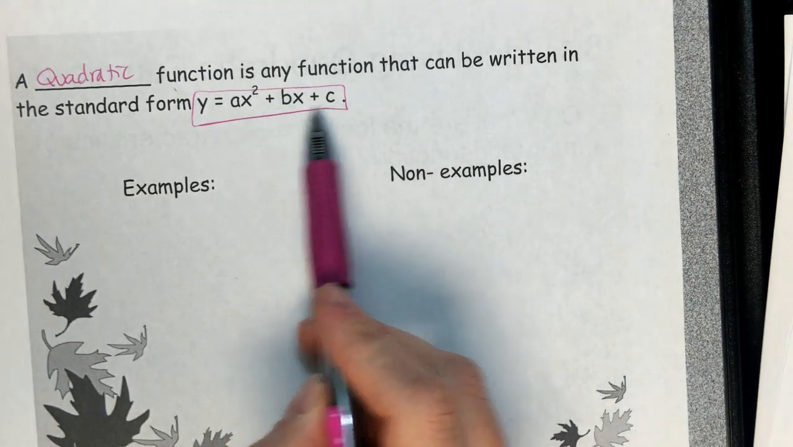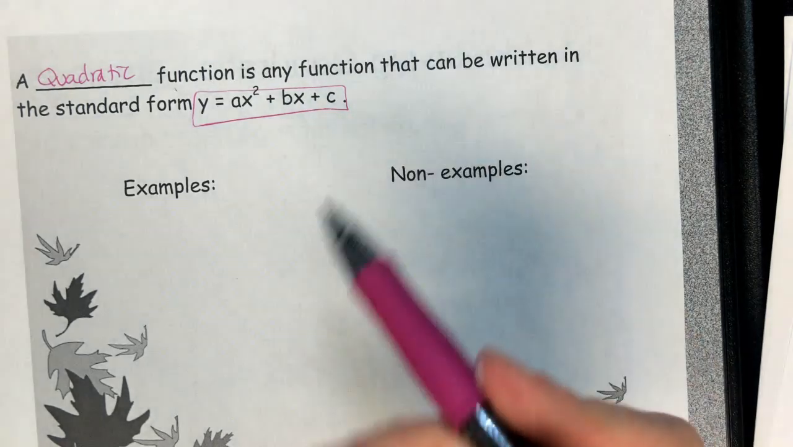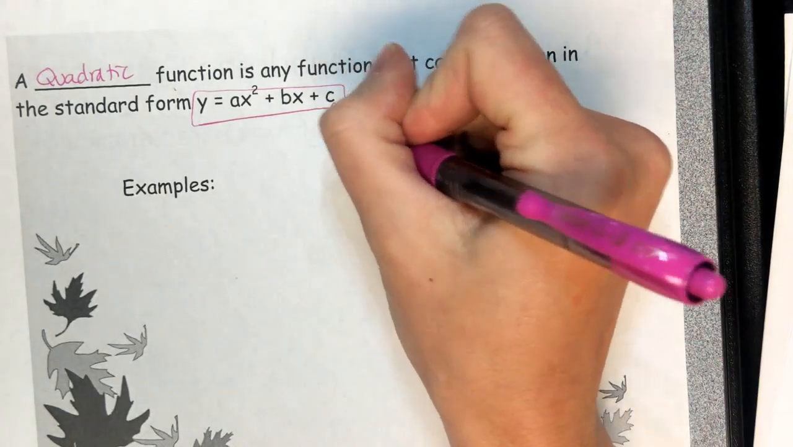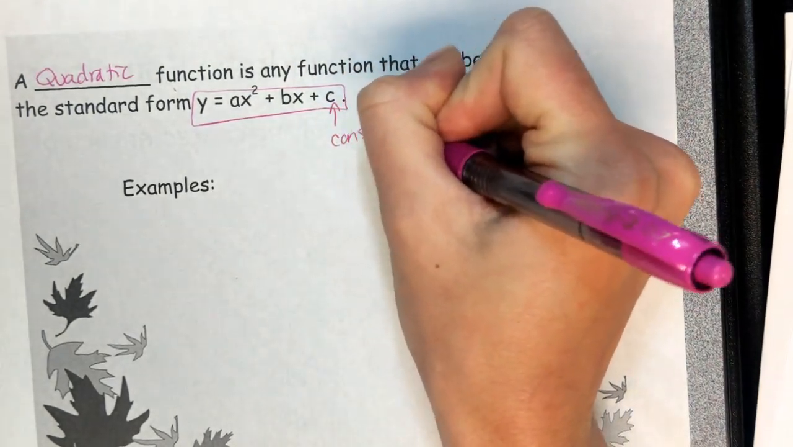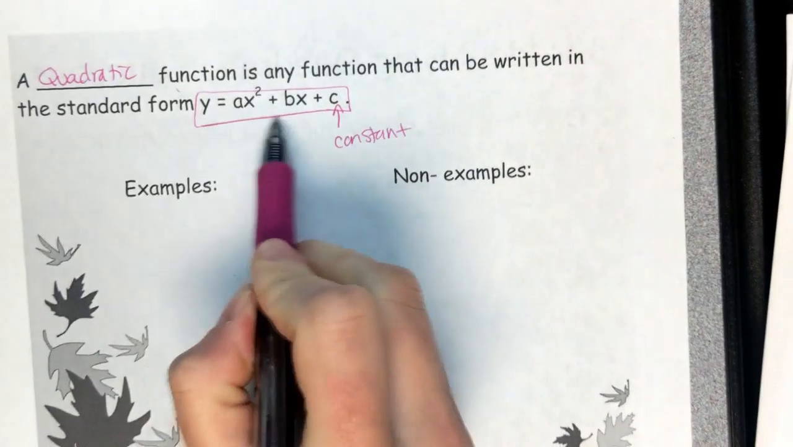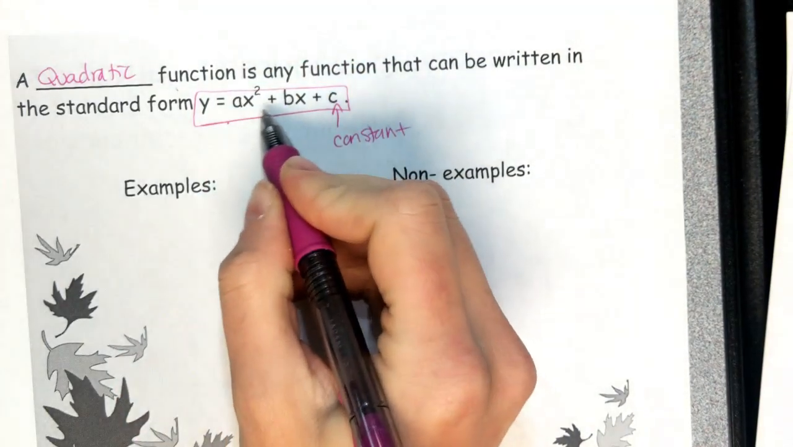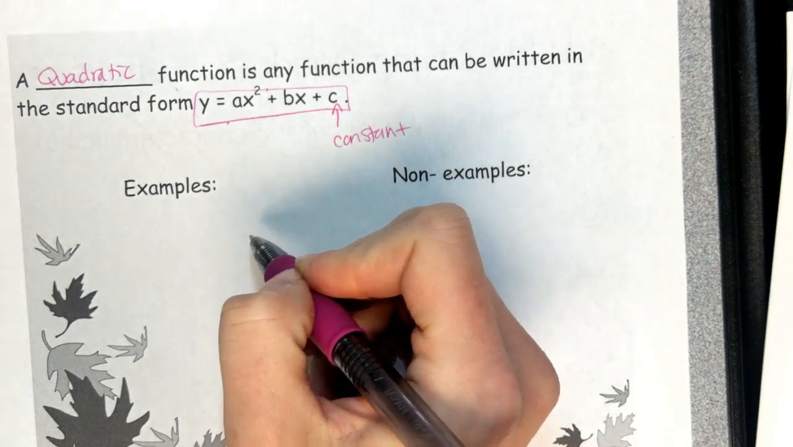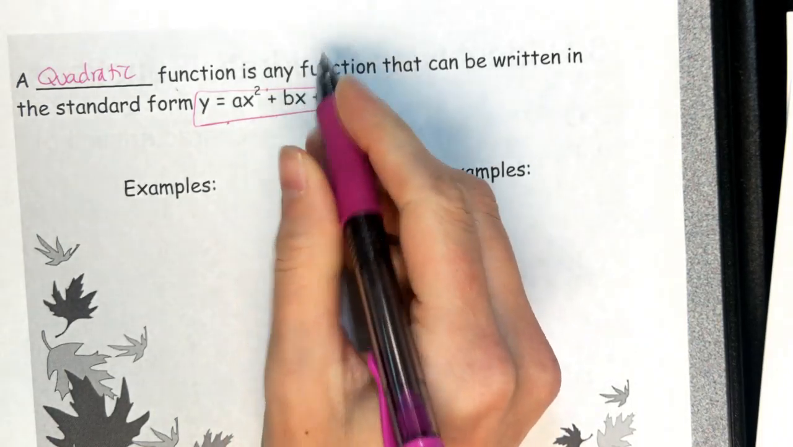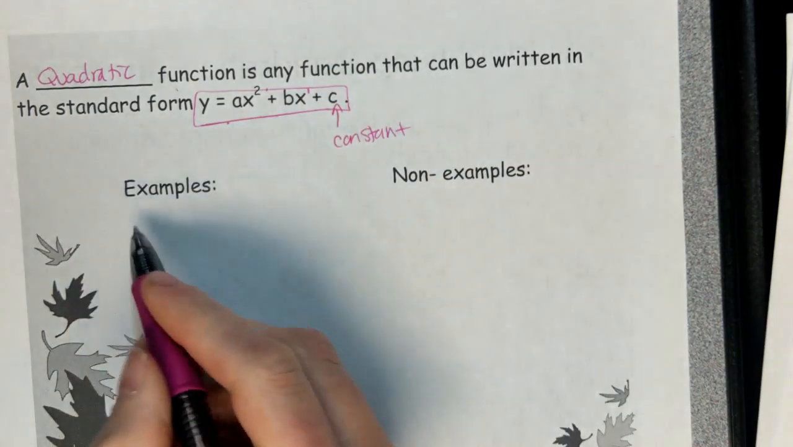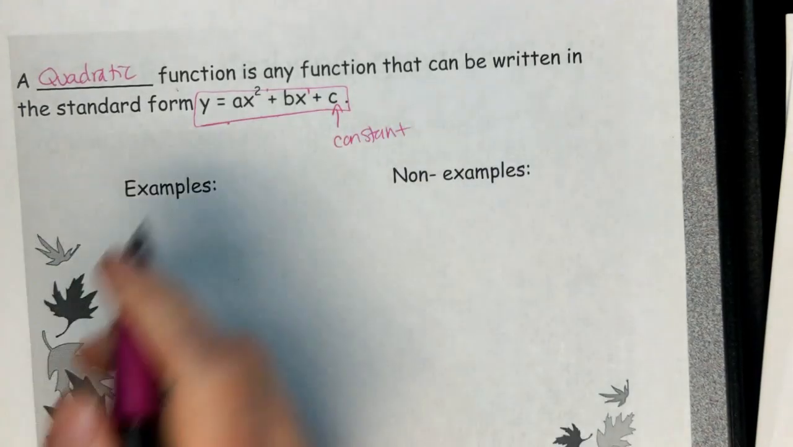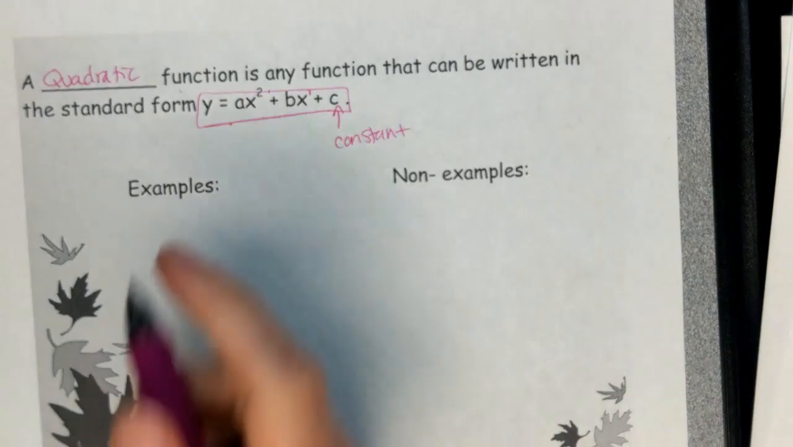Well, we recognize this from factoring, I hope, so we know that C is always your constant and A and B are coefficients. Specifically, A is always the coefficient of x squared, B is always the coefficient of x to the first power. So, some examples of quadratic functions and some non-examples of quadratic functions.